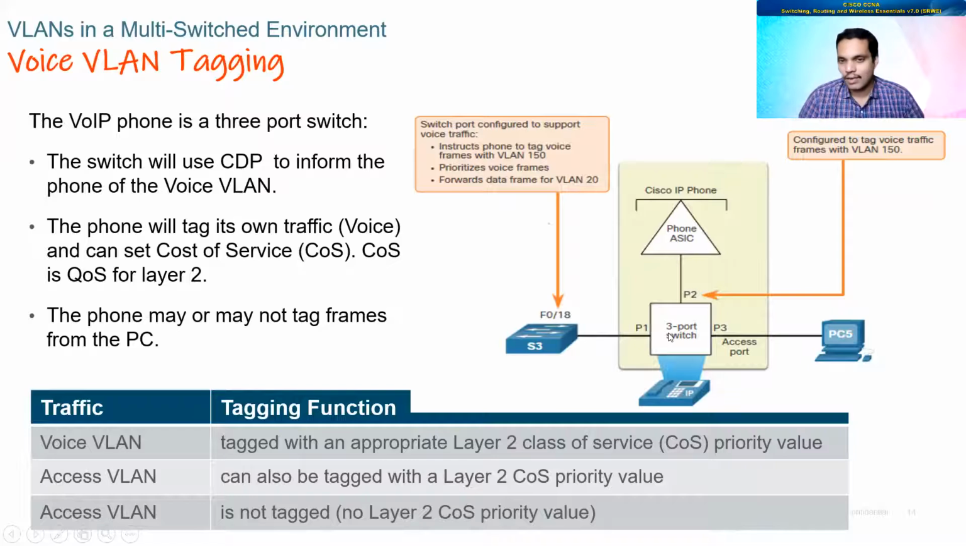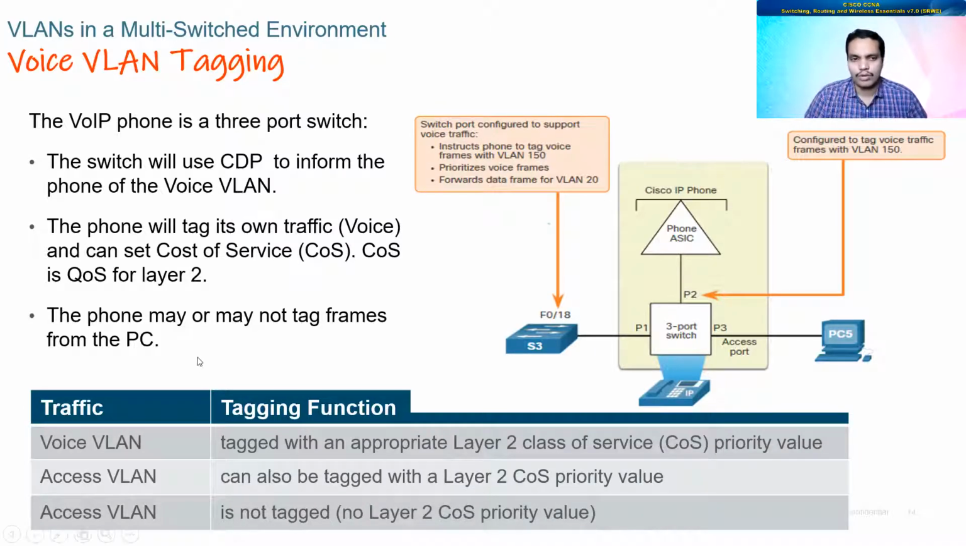Voice VLAN tagging. Usually the voice over IP phone is a 3-port switch. The switch will use CDP to inform the phone of the voice VLAN. The phone will tag its own traffic and set the CoS parameters. CoS is class of service. It is like quality of service. The phone may or may not tag frames from the PC.